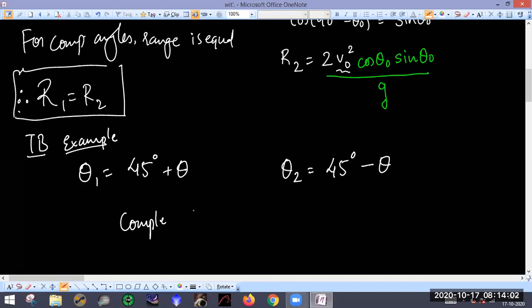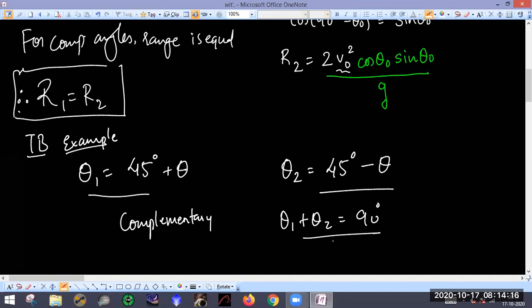So in the textbook, in the example, they have taken such angles, and I hope all of you see that these angles are complementary, right? Why complementary? Add them, so you get 90, correct?